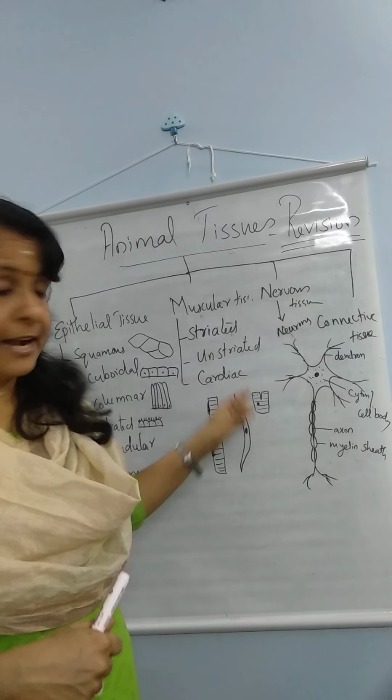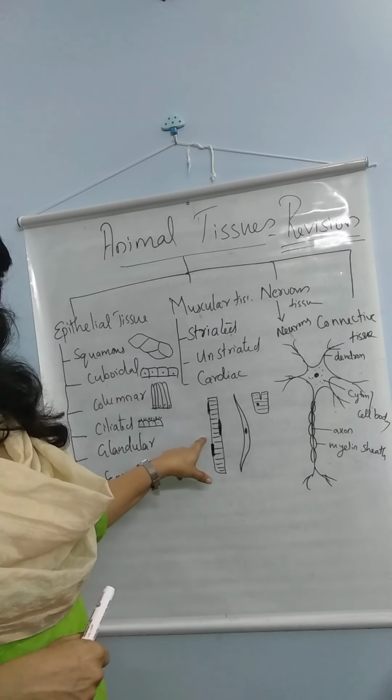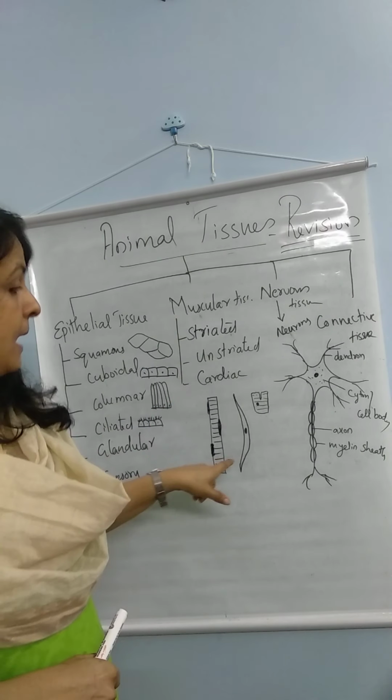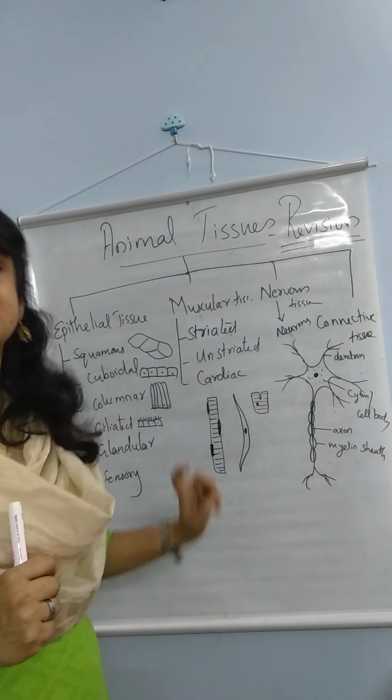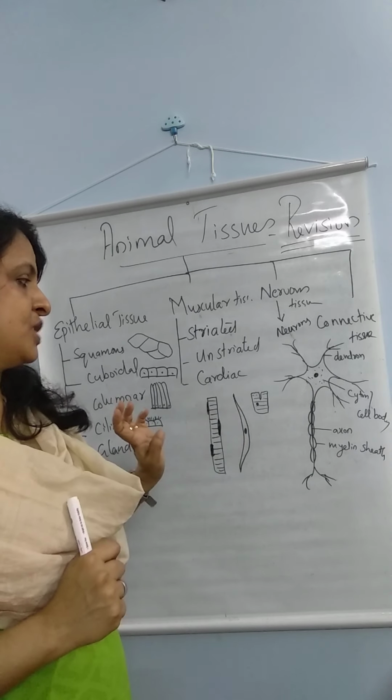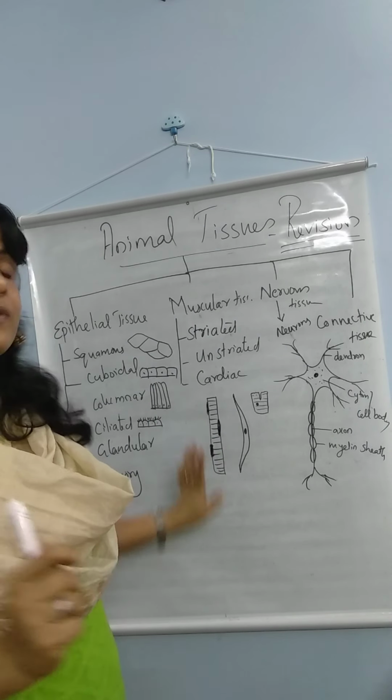Unstriated എന്ന് പറയാനുള്ള കാരണം എന്താണ്? There is no striation. Now what is the shape? ഇതാണെങ്കിൽ long cylindrical ആണ്. ഇത് striated. But unstriated is spindle shape. ഈ ഷേപ്പിനാണ് spindle shape എന്ന് പറയുന്നത്. So it is spindle shape, elongated but not cylindrical. It is spindle shape. No striations are there.